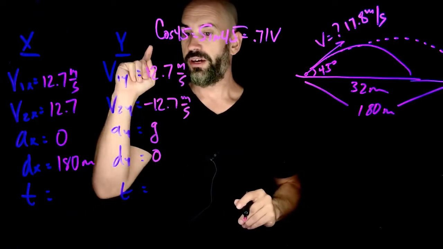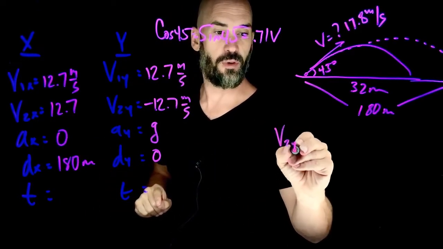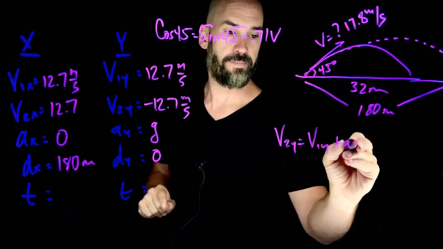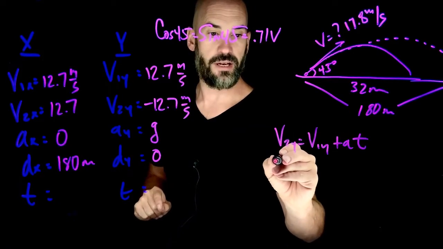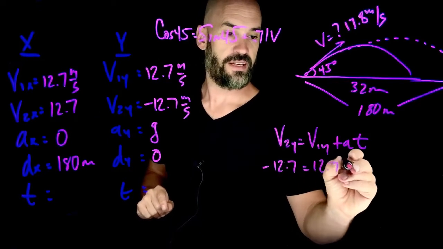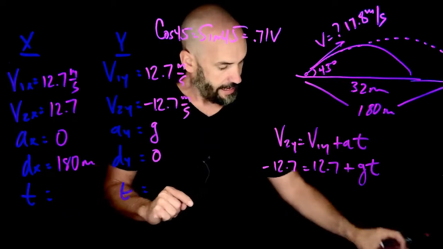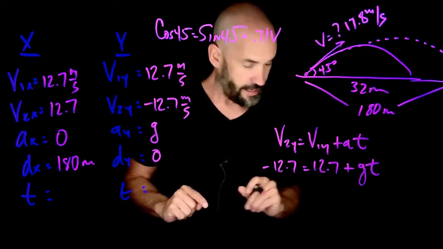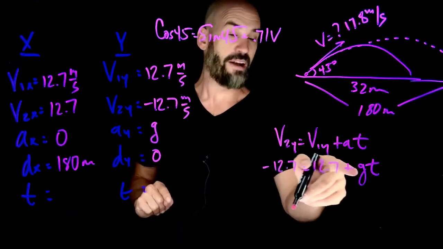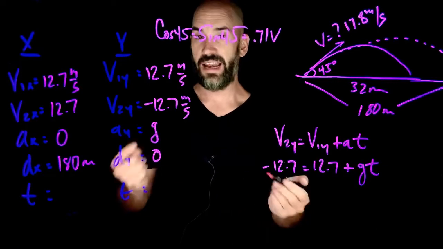We are going to find out first our time. So we do v2y equals v1y plus at. Okay, this is going to be negative 12.7. This is going to be 12.7. This is going to be plus gt, right? I get that this is going to be, well, I don't know yet. This is the truth of the matter, right? I don't know what t is at this point. But can I get t?